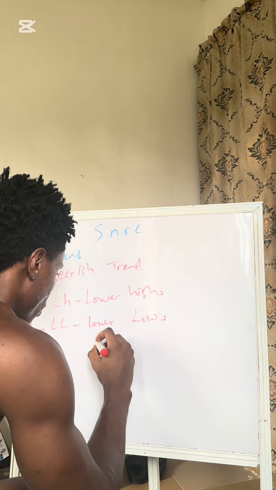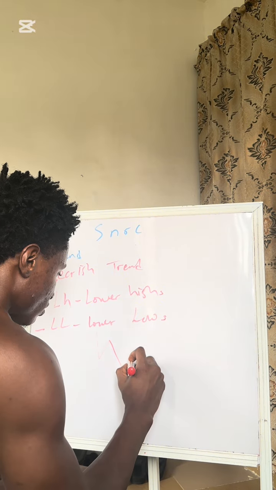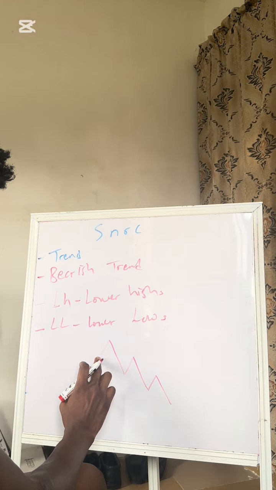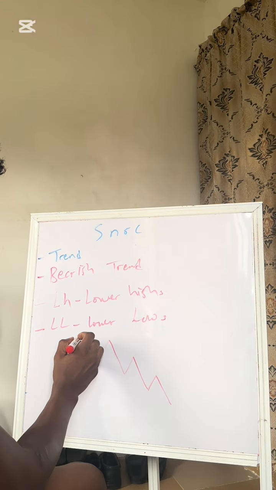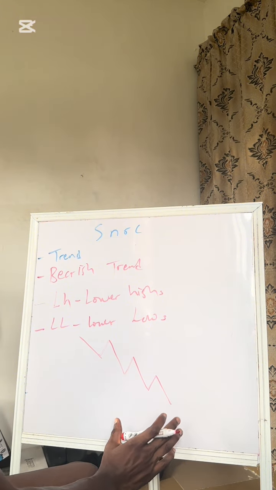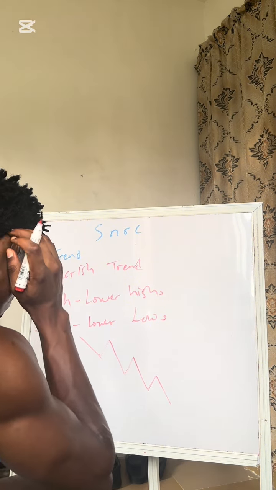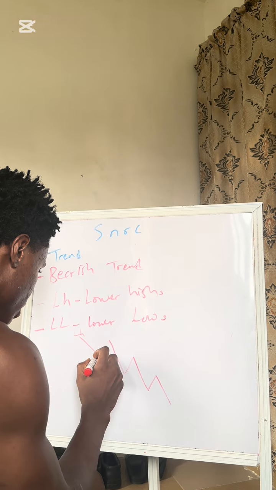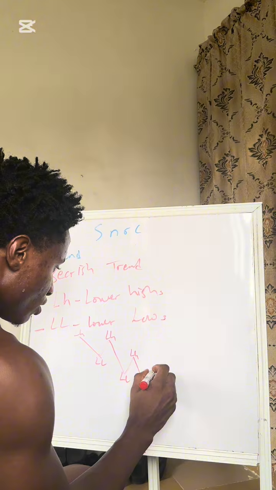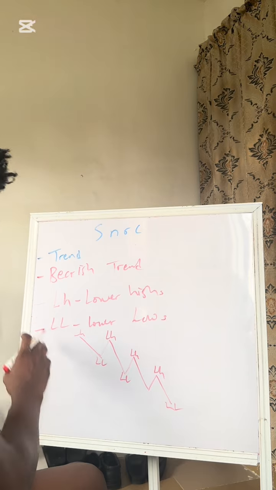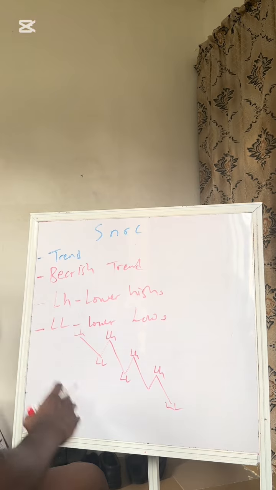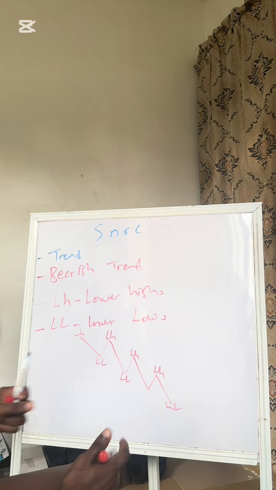So we have lower lows and lower highs. Now this is giving you a bearish movement, and this here is a lower high. This is a lower low, lower high, lower low, lower high, and lower low. This is a bearish trend. I hope you guys are following. This is a bearish trend.